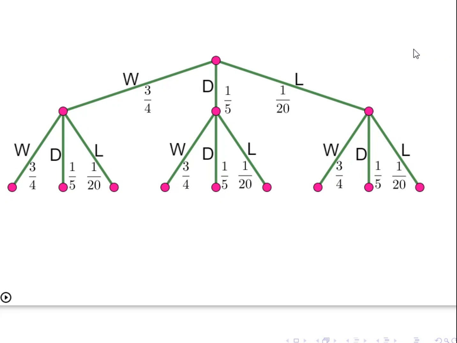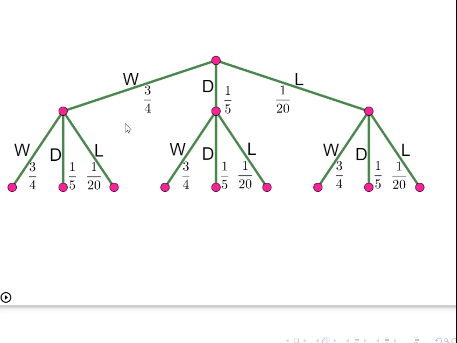By the way, we were talking about this as a graph. This is a directed tree with weighted edges. And for us, the weightings are the probabilities. So let's animate what happens.